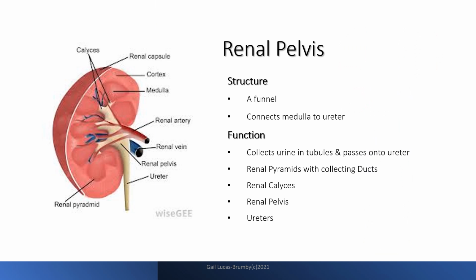The renal pelvis is a structure very similar to a funnel. And this collects urine from the medulla, the middle part of the kidney, and takes it to the ureter. Along the way, the urine is collected in what we call renal pyramids, and it's the renal pyramids that have collecting ducts within them. The collecting ducts pass the urine into the renal calyces, then into the renal pelvis, which is our funnel, and then down into the ureter.